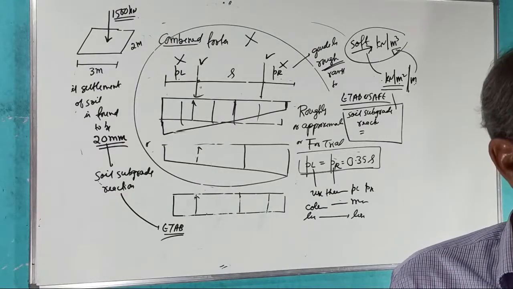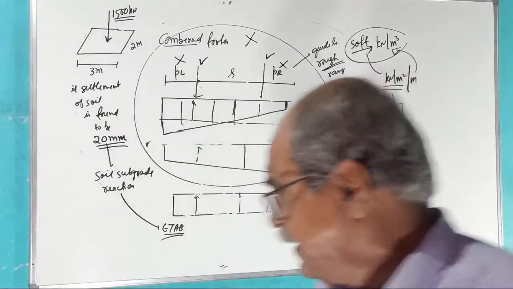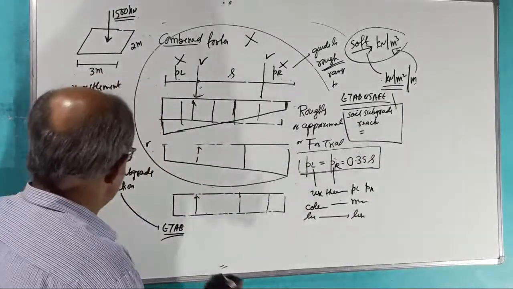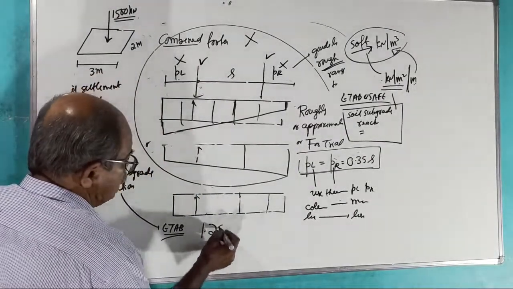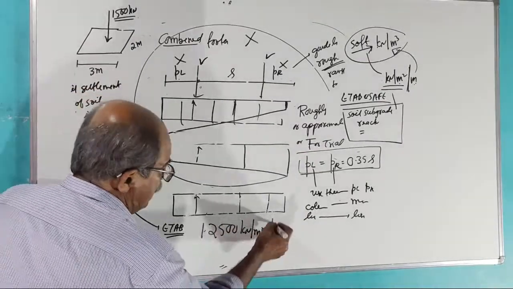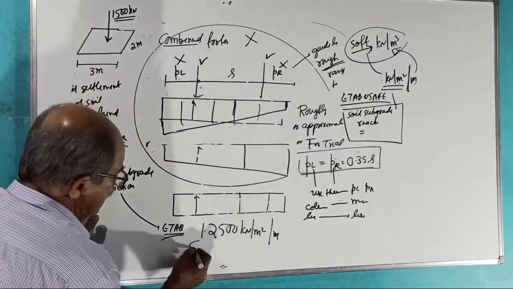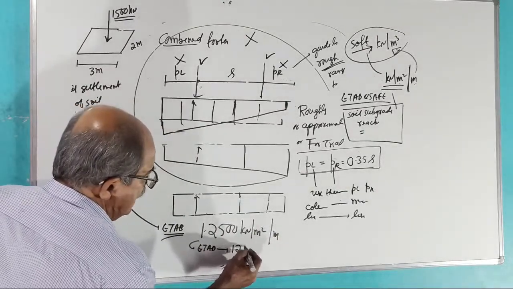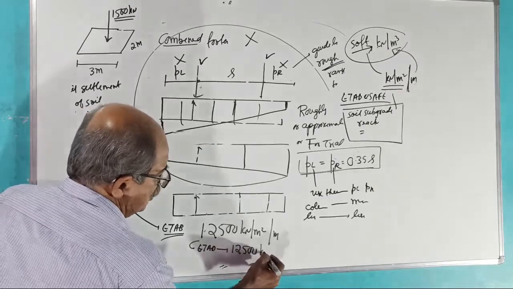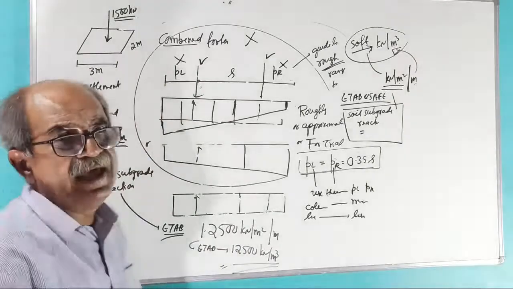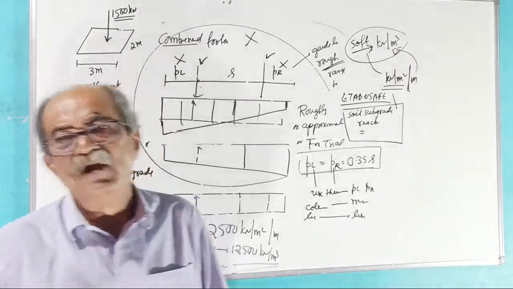12,500 kilonewton per meter square per meter. Perfectly correct. Congratulations. Correct answer is 12,500 kilonewton per meter square per meter, or in ETABS and SAFE you type 12,500 kilonewton per meter cube. Perfectly correct. Congratulations. Okay, I take a break.